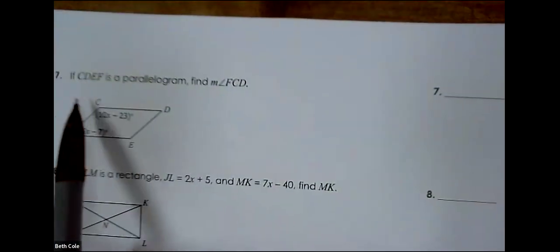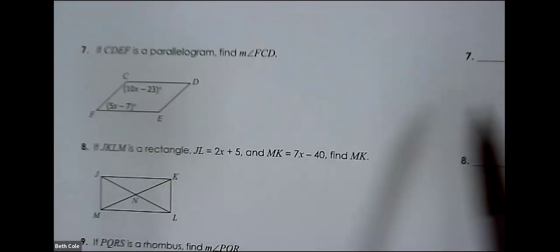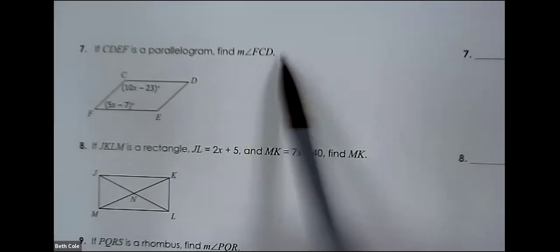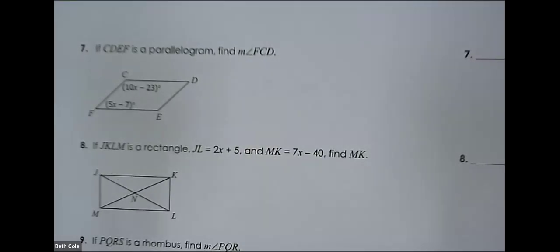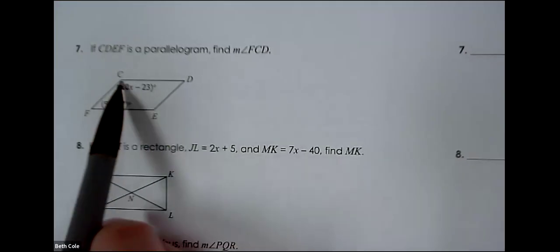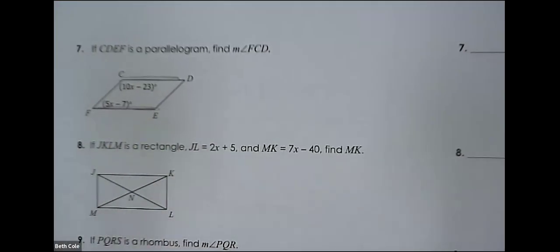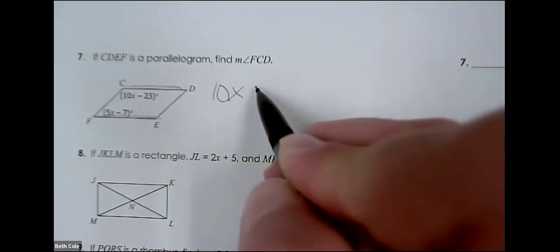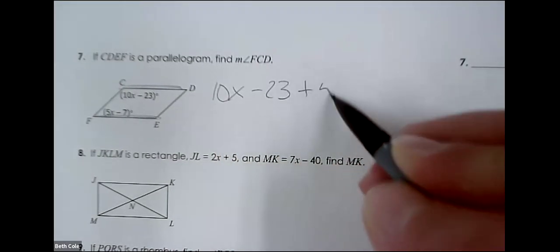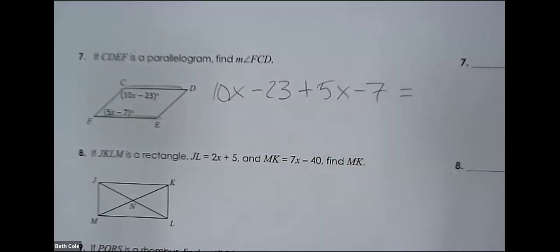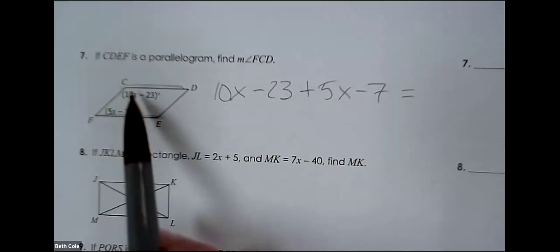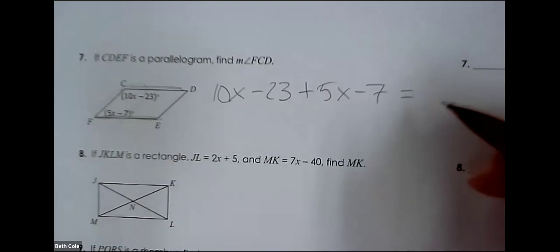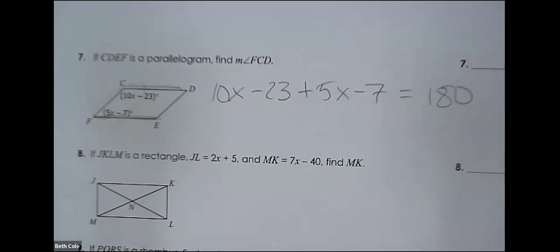All right. CDEF is a parallelogram. We want to find the measure of FCD. So we're going to have to find X and then take it and plug it back in. Since I know that these sides are parallel, I mean, it's called a parallelogram. If I add these together, they will equal what? If you had to give a guess, what do we add most things to equal in geometry? Just these two. 180. We're going to add them to equal 180.